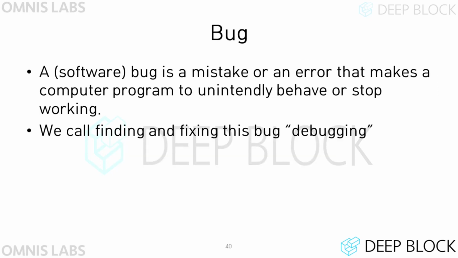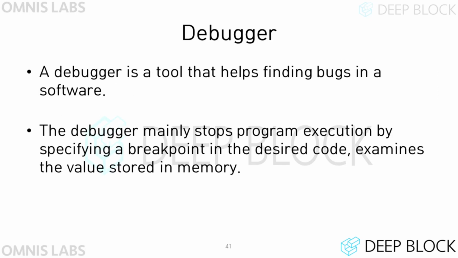You may have experienced errors due to mistakes when writing programs. Errors or mistakes that cause a computer program to stop working or not work as intended are called bugs. The process of finding and fixing these bugs is called debugging. Let's learn how to debug a program to help you study and program in the future.